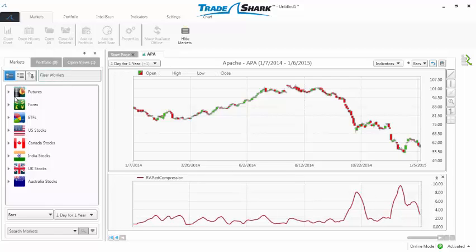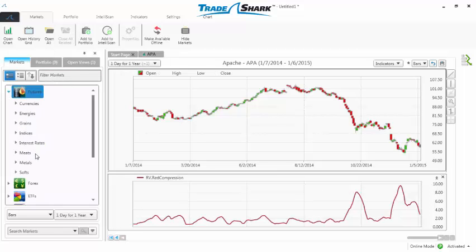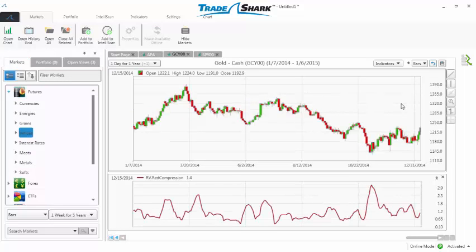Let's look now at gold, and I'm going to look at this on a daily basis. Here we have gold, daily data, 13 bars used in our red compression calculation. Low value readings in the indicator tell us we should be looking to begin trading a breakout style system. Once we have a breakout from these low readings, we know we're entering into a trend.